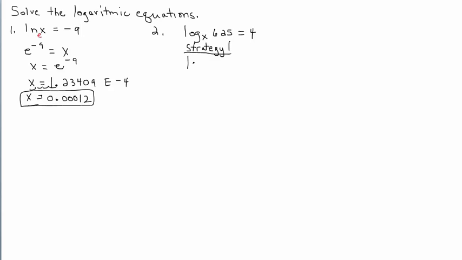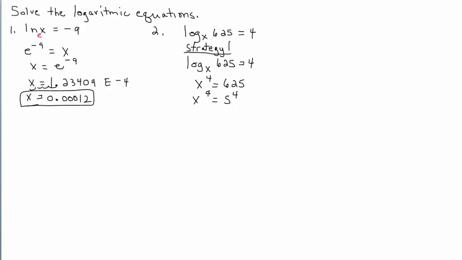All right, strategy 1. Change it to an exponential. X to the 4th equals 625. Okay, at this point, I know 625 can be rewritten as a power. We saw that earlier. 25 times 25 gives 625, and each of those 25s are 5 squared, so 625 is the power 5 to the 4th.